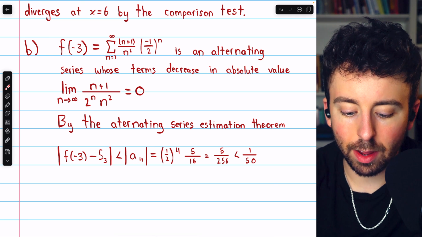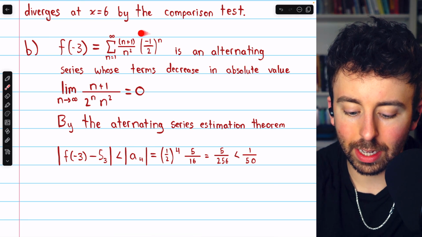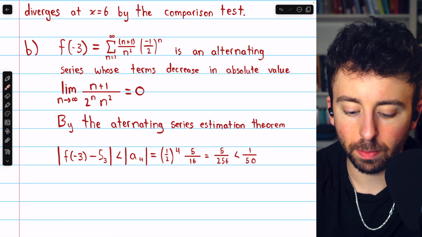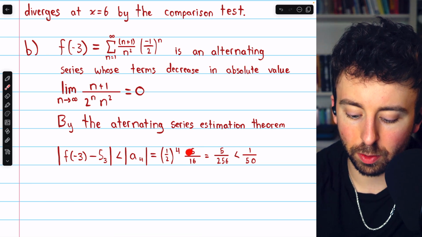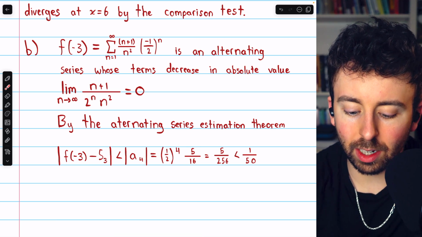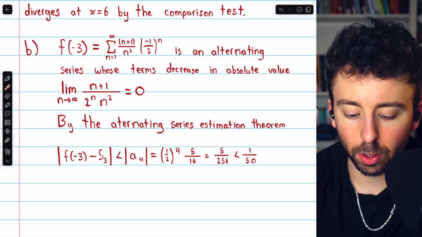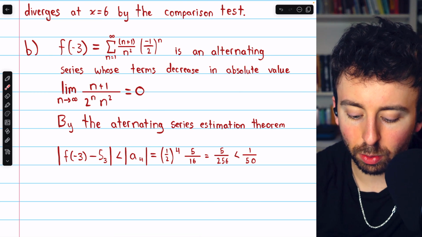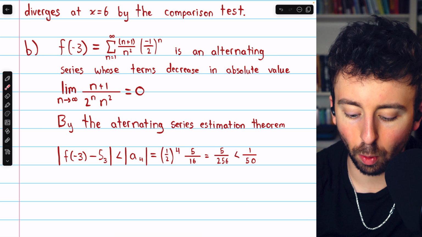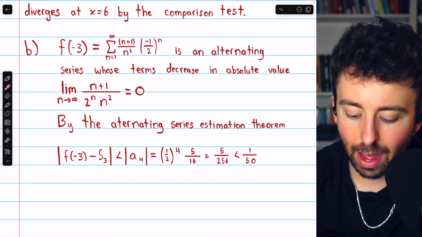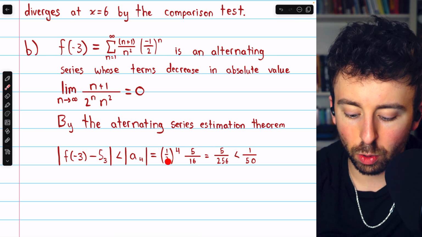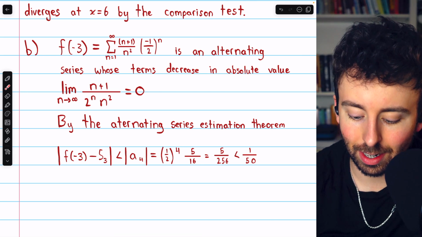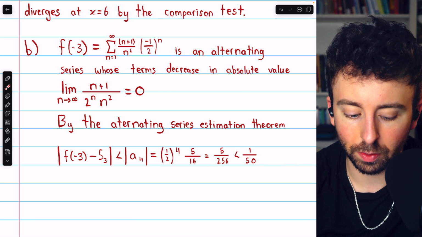And we can find A4 by plugging n equals 4 into the general term of the series. That would give us 4 plus 1 over 4 squared, so 5 over 16, and negative 1 over 2 to the power of 4. But since we have the absolute value bars, the negative goes away, so it's just 1 over 2 to the power of 4. This is equal to 5 divided by 2 to the 4 times 16. 2 to the 4 is 16, and 16 times 16 gives us that denominator of 256.